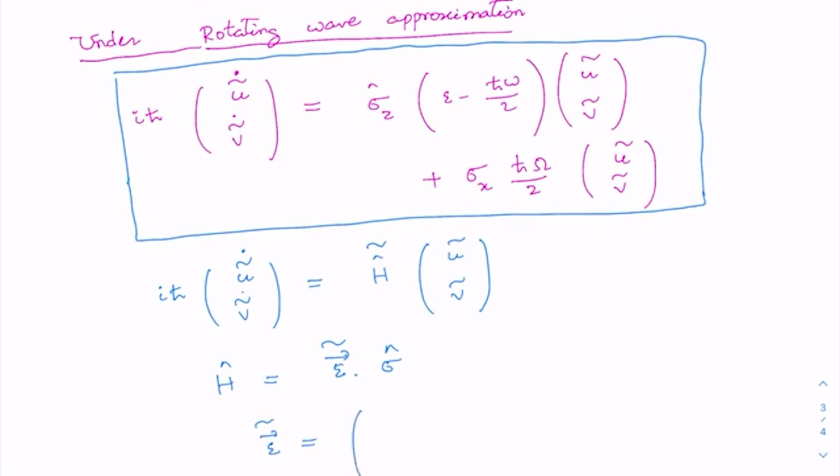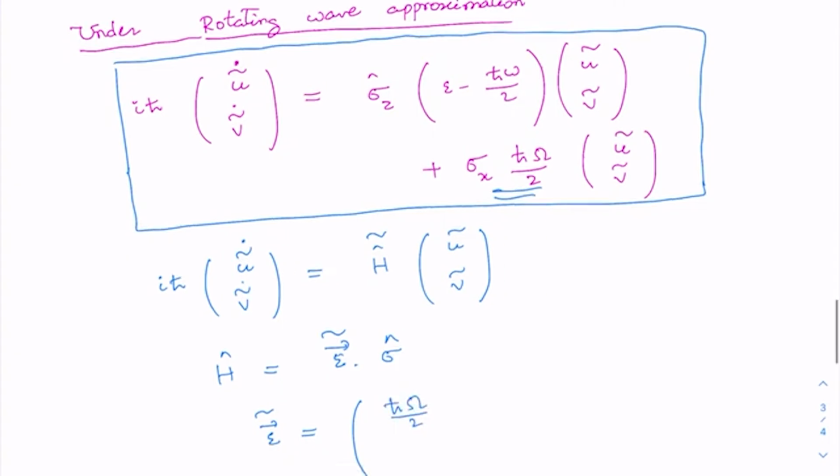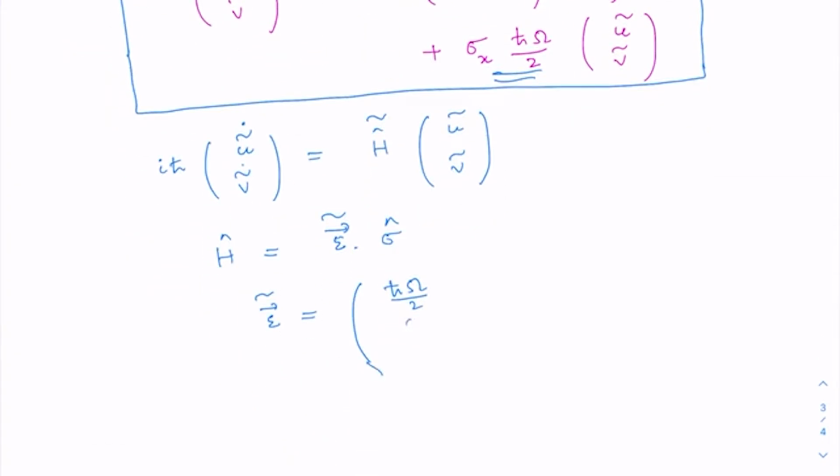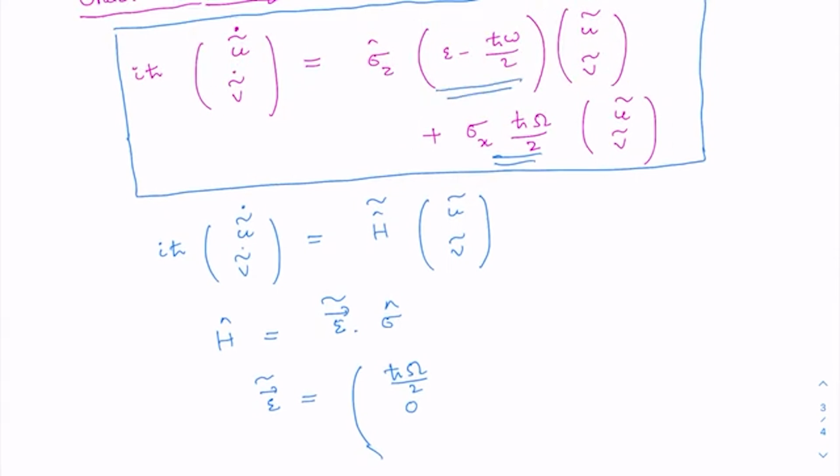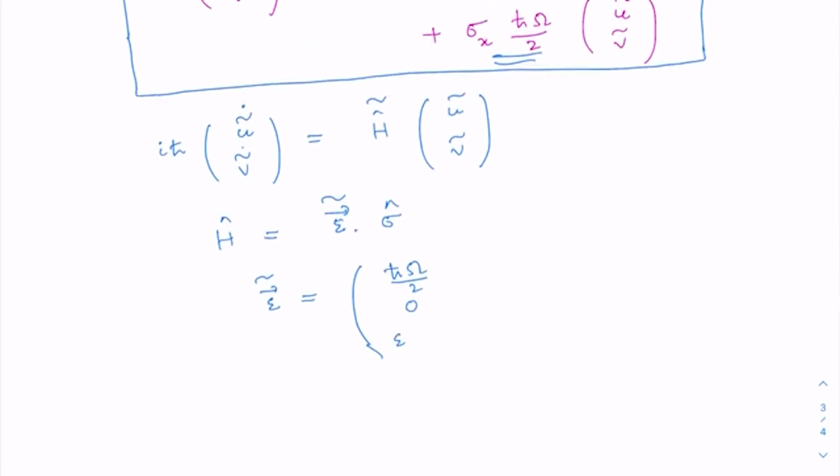You have the x component from here; the x component would be h cross omega by 2. It has no y component, right? It has no y component, it is 0. And the z component, you can see from here, would be simply epsilon minus h cross omega by 2.